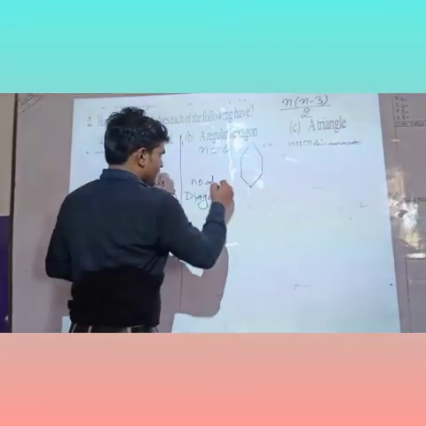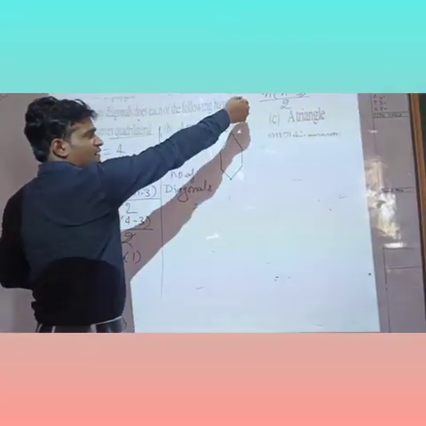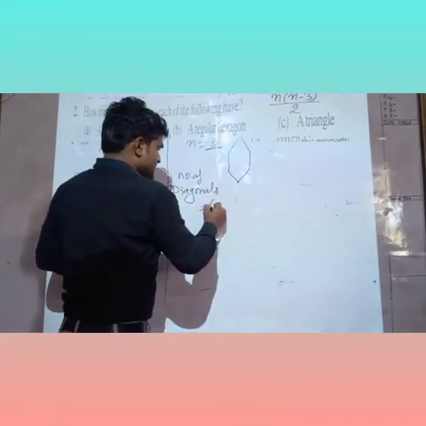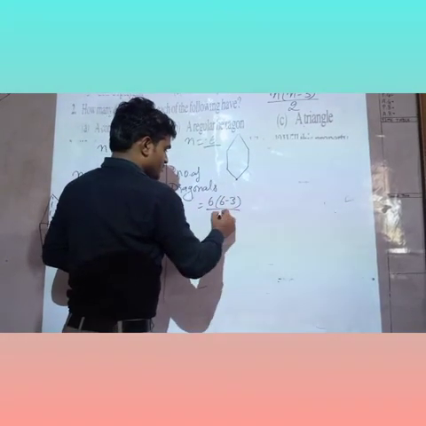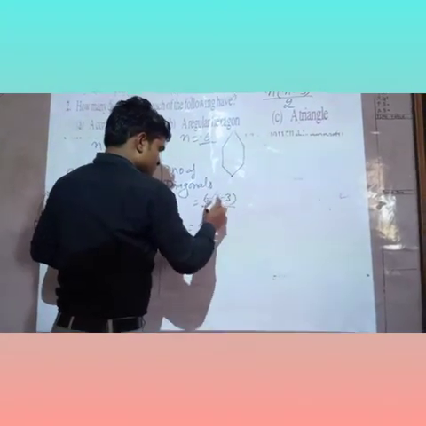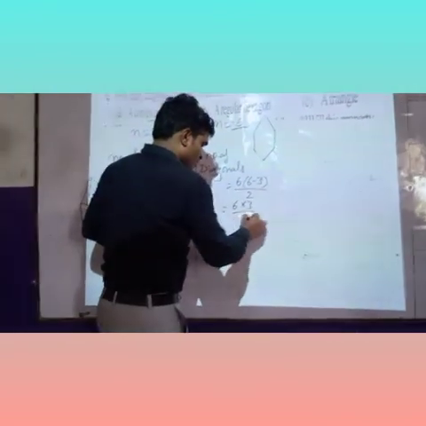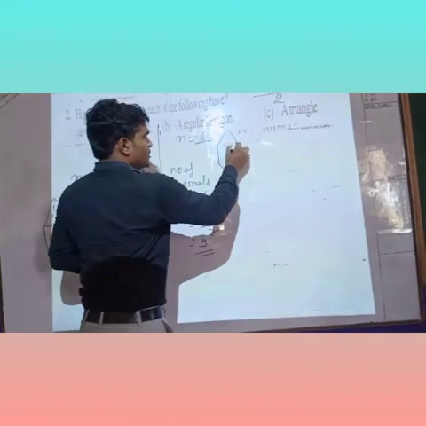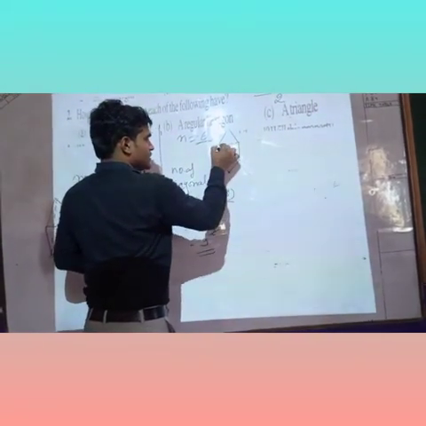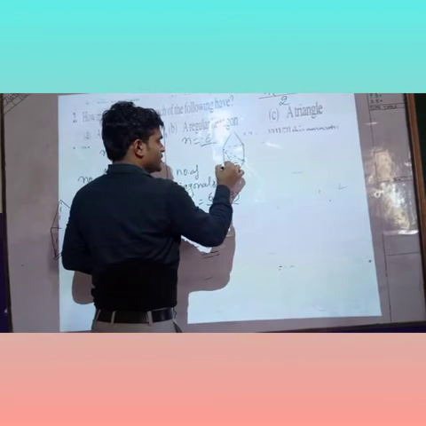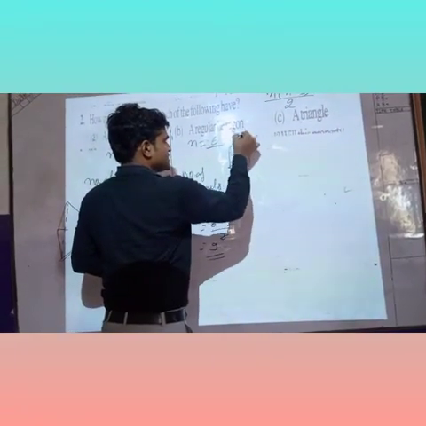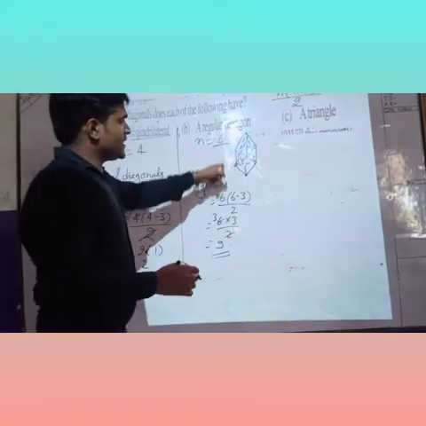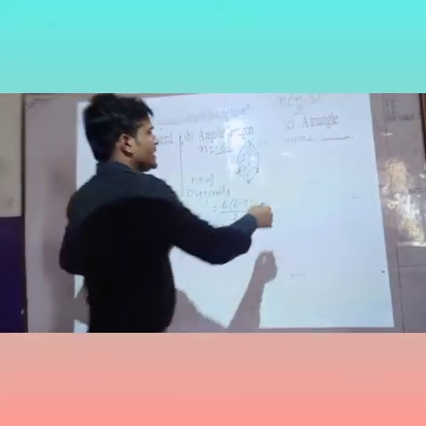Children, the number of diagonals is equal to, the formula is n into n minus 3 upon 2. So n is replaced by 6. What will be 6 into 6 minus 3 upon 2? 6 minus 3 is 3 upon 2. 2 divides 6 gives 3, and 3 into 3 is 9. You can say 1 diagonal, 2, 3, 4, 5, 6, 7, 8 and 9. How many diagonals are there children? 9 diagonals.